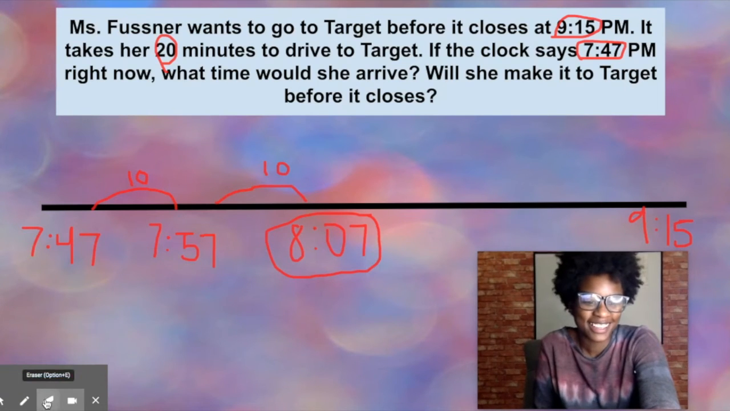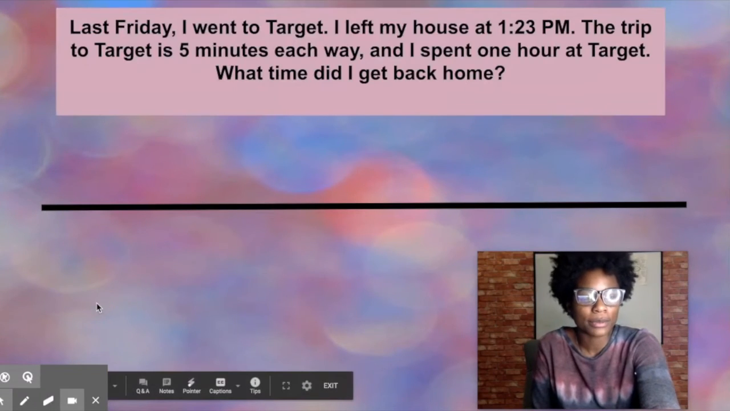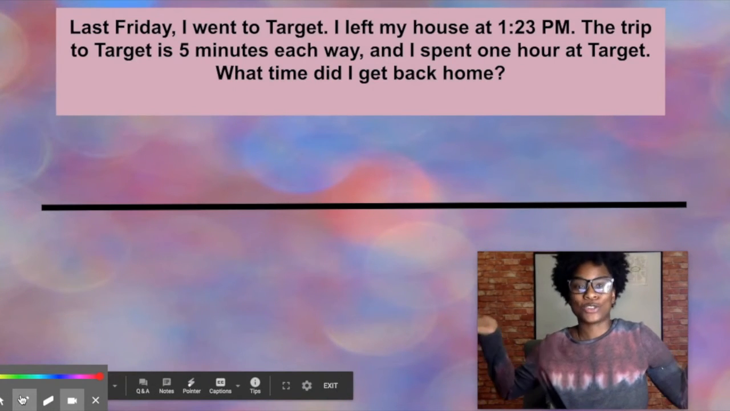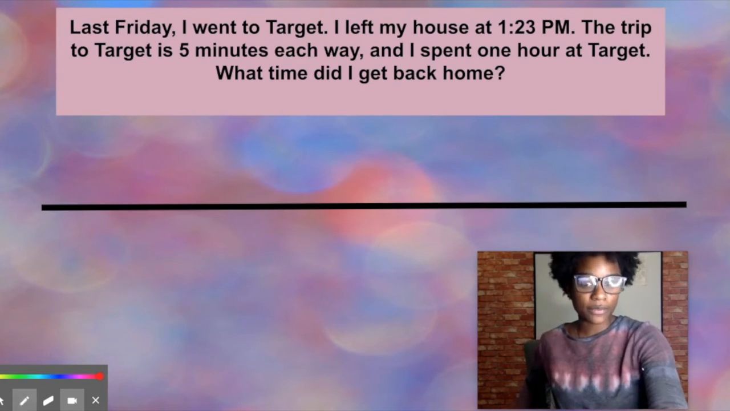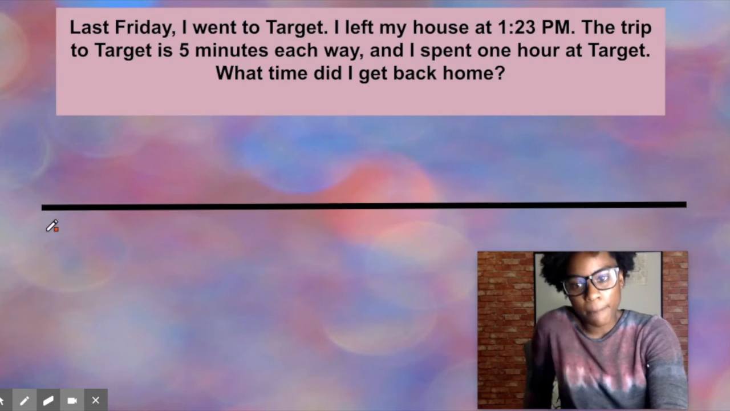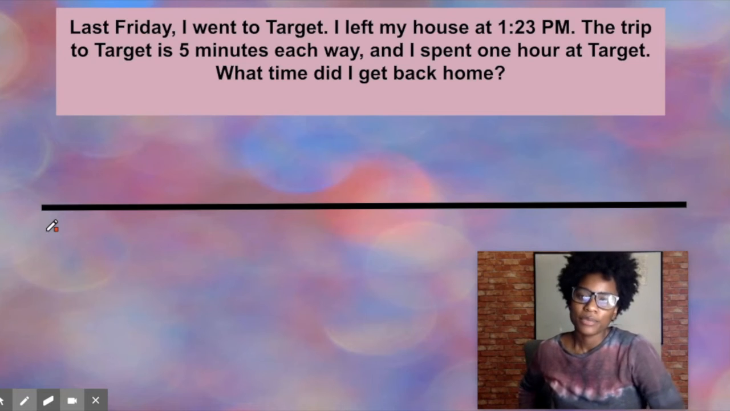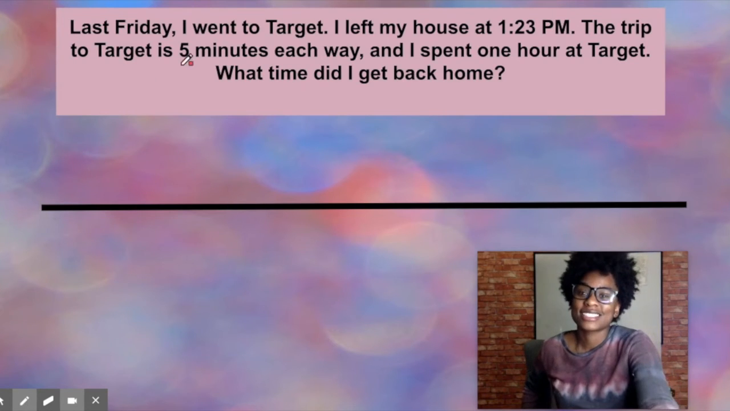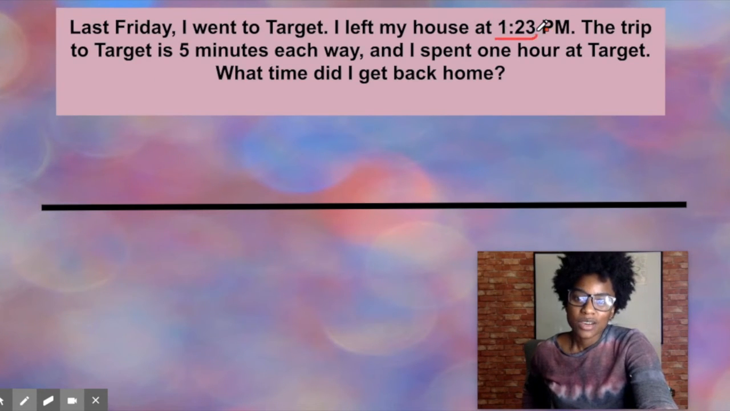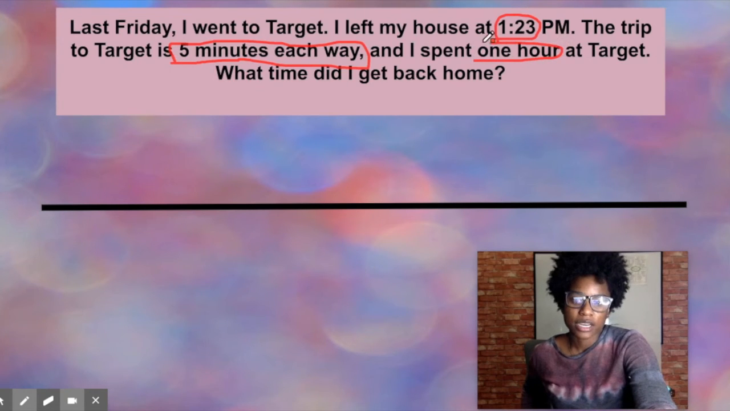Have fun at Target. All right, friends, let's do one more problem about yours truly, who also really loves Target. Last Friday, this is a true story, I went to Target. I left my house at 1:23 p.m. The trip to Target is 5 minutes each way, and I spent 1 hour at Target. What time did I get back home? Okay, friends, here we go. So, 1:23, I'm circling my numbers. 5 minutes each way. I'm going to circle that whole thing, friends, because that whole thing is important. And then 1 hour at Target.